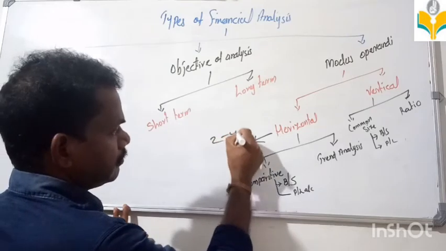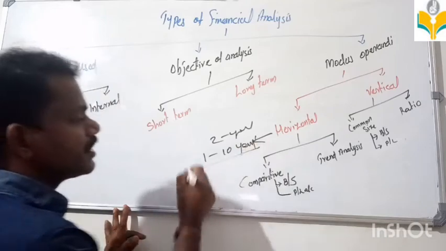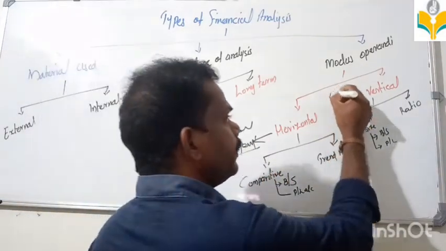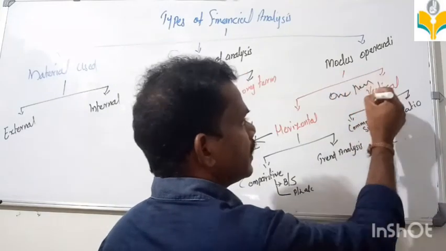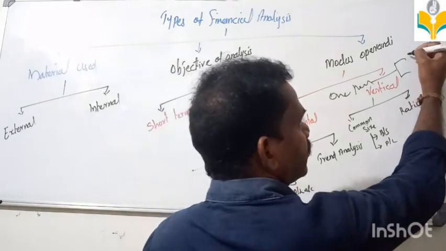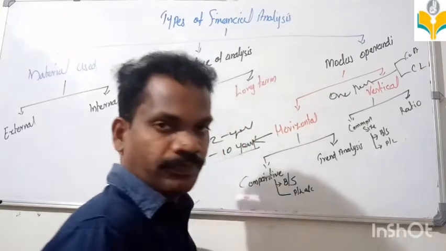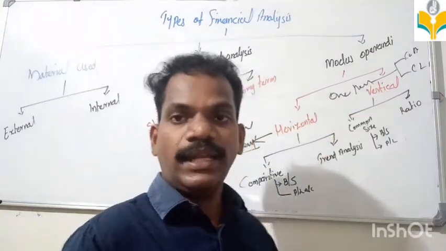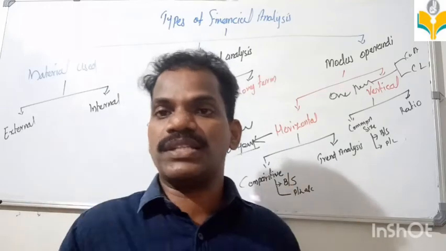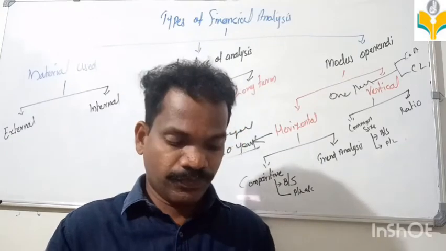Here, 2 years or 1 to 10 years of financial data should be analyzed. One accounting period should be considered, and two items should be analyzed, for example, current assets and current liability, fixed assets and long-term liability of a business unit, and then compared. That is called vertical financial analysis.